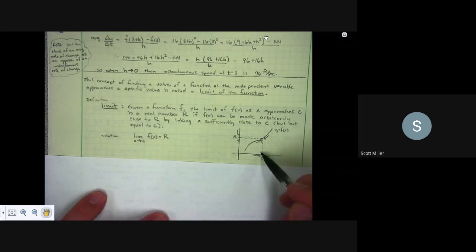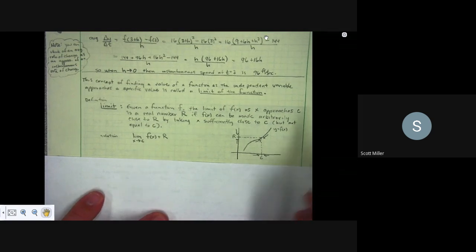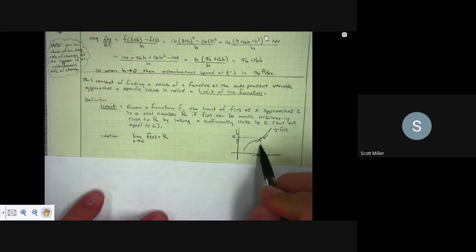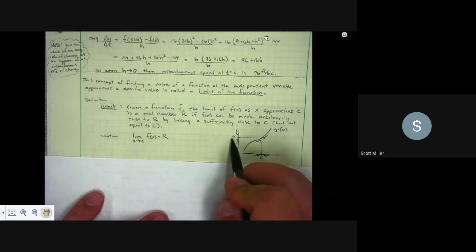c is some number, some x value, in some interval that we're looking at. If I am approaching c on the x-axis, so if the x value is getting closer to c, what is the appropriate y value getting closer to? So as x moves over here, there's a y value associated with this x right here. But as I get closer to c, my y value is getting closer to what number? It's getting closer to r. That means r, since it's a real number, is called the limit.